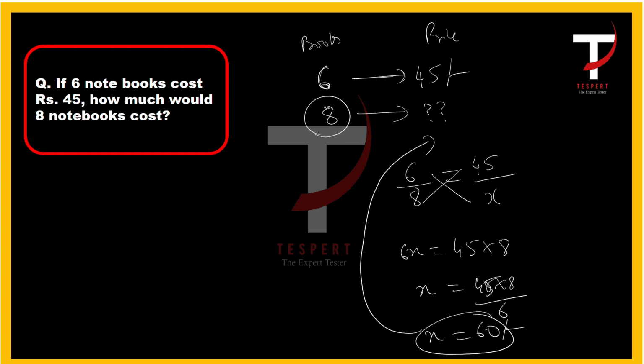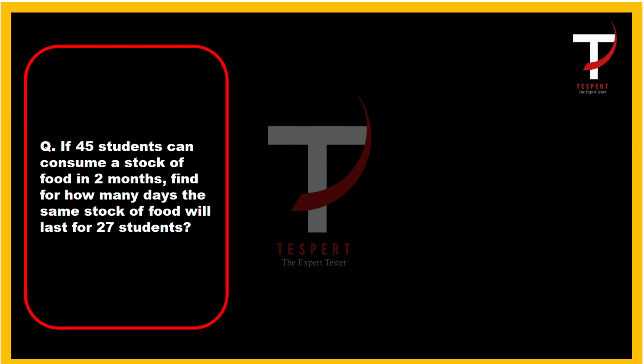So in direct variation we consider the division directly, 6 by 8 and 45 by the required value. Whereas in indirect variation, see, this is an example of indirect variation.